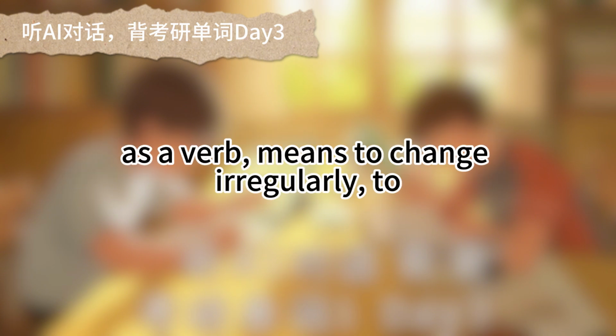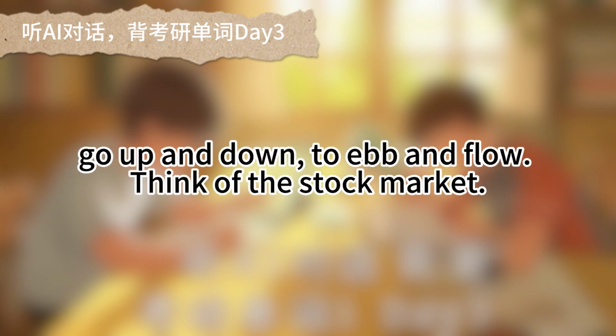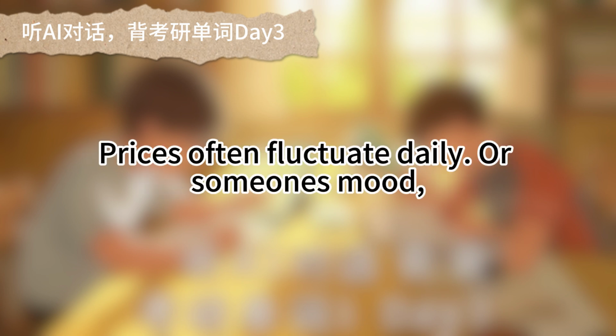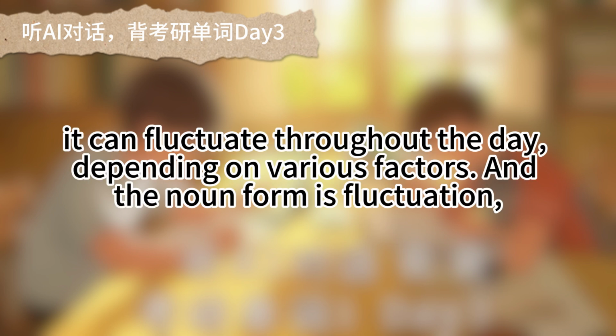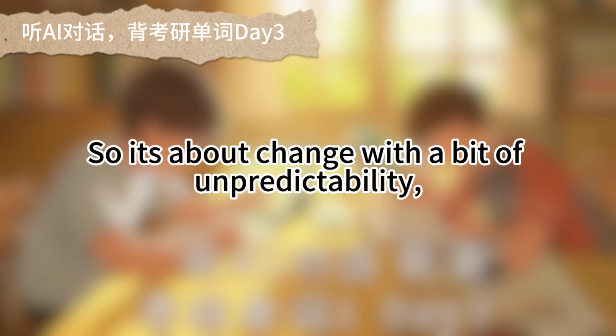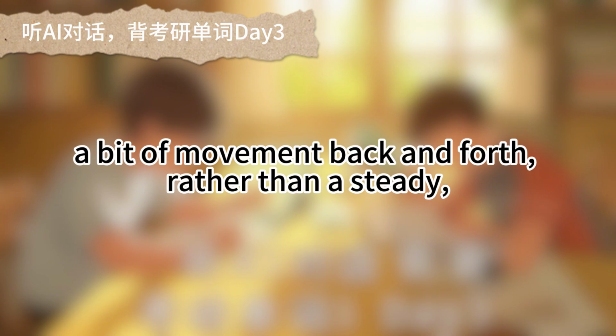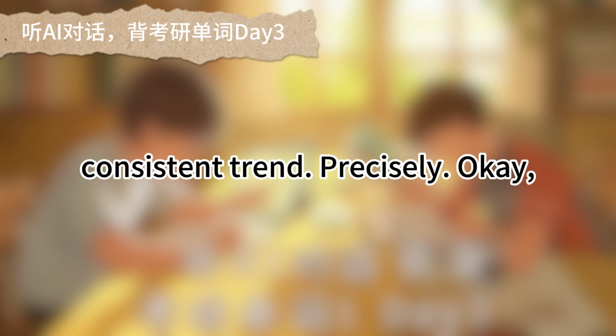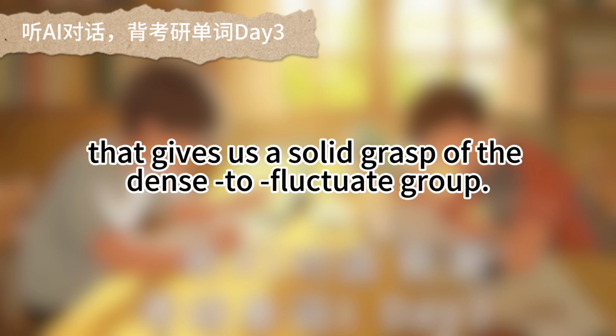Fluctuate, as a verb, means to change irregularly, to go up and down, to ebb and flow. Think of the stock market. Prices often fluctuate daily. Or someone's mood, it can fluctuate throughout the day, depending on various factors. And the noun form is fluctuation, referring to that irregular variation. So it's about change with a bit of unpredictability, a bit of movement back and forth, rather than a steady, consistent trend. Precisely. Okay, that gives us a solid grasp of the dense to fluctuate group.